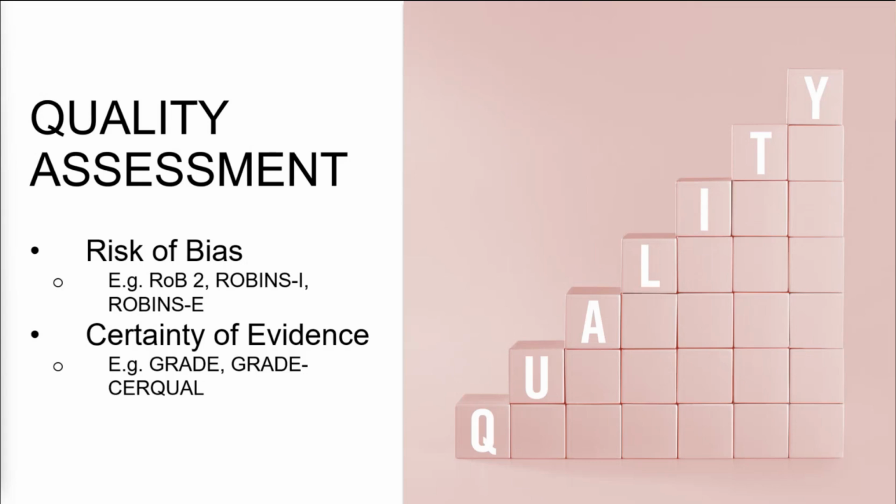There are a lot of appraisal tools out there that look at the methodological quality and also the validity of the results. Some tools to assess the risk of bias for individual studies are ROB 2, ROBINS-I, and ROBINS-E. When you're combining studies for an outcome and looking at the certainty of the cumulative evidence for that specific outcome, GRADE is a very common tool to use. There's also GRADE-CERQual if we're doing a review on qualitative research.